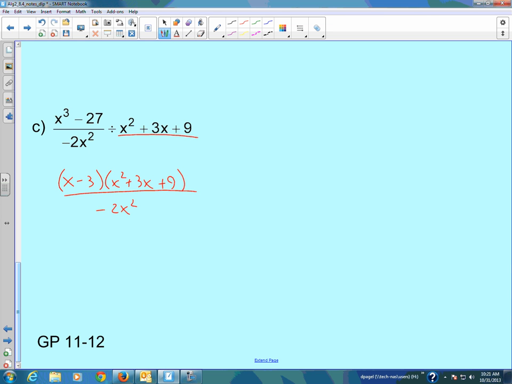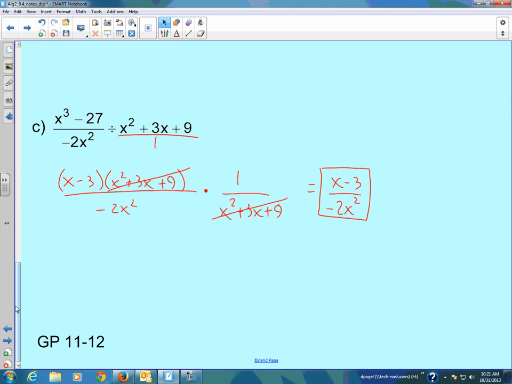Flipping, now this is an x squared plus 3x plus 9, so when I change it to multiplication, it becomes 1 over, and then I'll go ahead and factor. x squared plus 3x plus 9 is not factorable, so we're going to leave it, but that's nice because it happens to be one of the factors of the difference of cubes for x cubed minus 27. So then, 1 times x minus 3 over negative 2x squared. And I can't do anything with that x squared on the bottom and the x on the top because the x on the top is not a factor. So I'm just leaving my answer written like that.